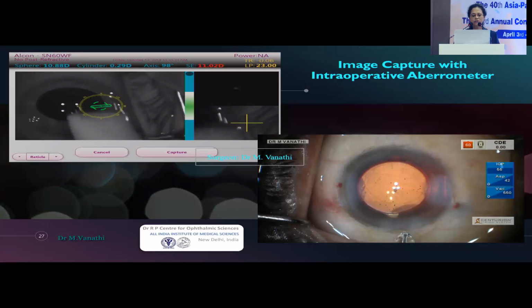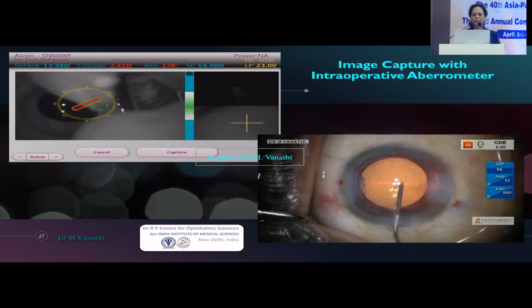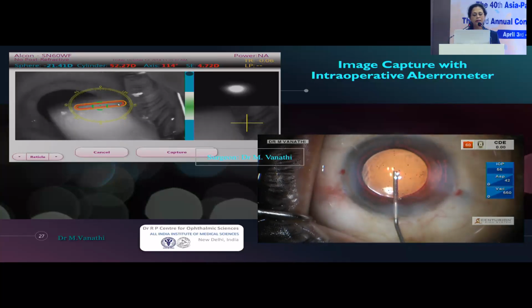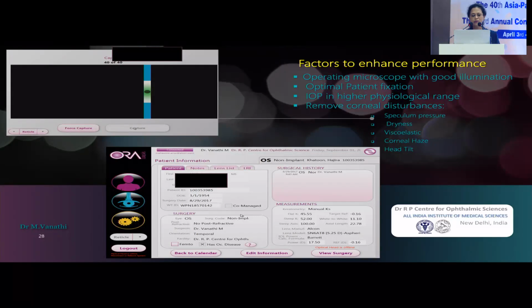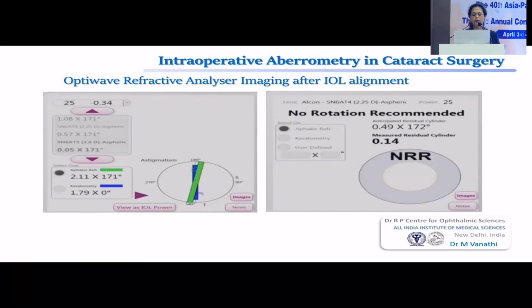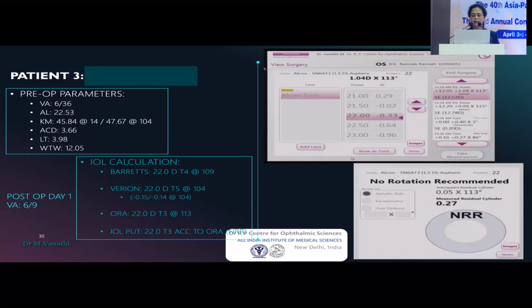I think this is just a representative image of the Aura, which images intraoperatively here, and it then moves on, and the console chooses the right power of the IOL and the toricity of the IOL which you need to implant. Once you've implanted, it images and tells you which way you need to rotate, and if you're on the right axis, it says no further rotation required here.